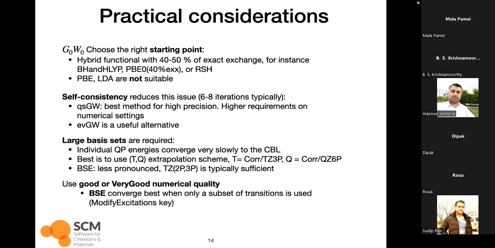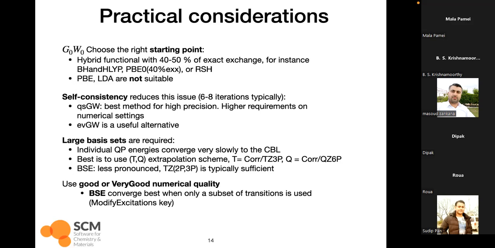So I showed you here TZ2P, and that is typically sufficient. If you go to quadruple zeta, you will typically lower your excitation energies by a little bit, but typically only a few 10 milli eV. And numerical quality, to be safe, I recommend to use good or even very good. Very good is very expensive. Well, typically twice as expensive as good. So I would go for good.